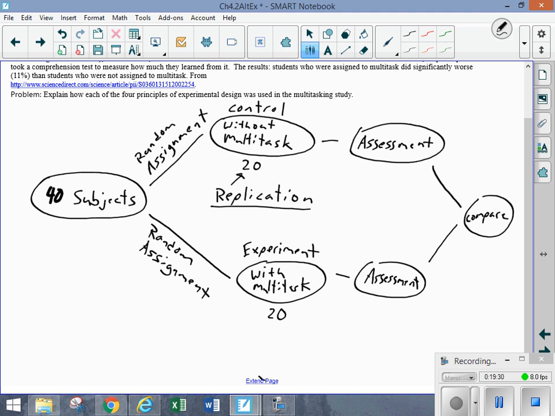Were there enough subjects? Random assignment is clearly that assesses the random. So we're also going to compare our results. And from that comparison, they found that the multitask students did significantly worse. 11% worse.